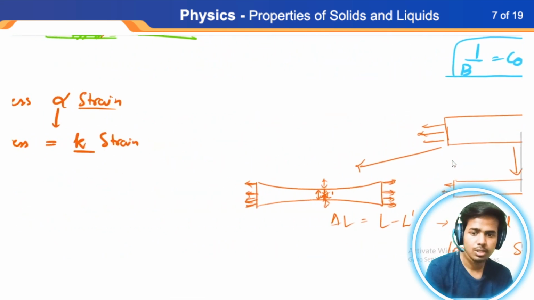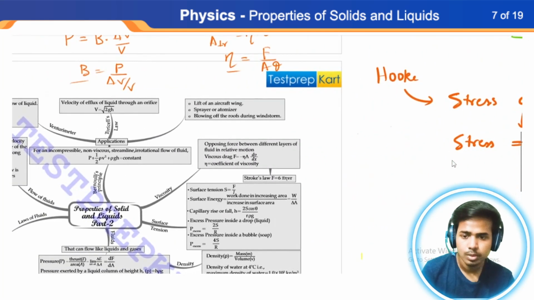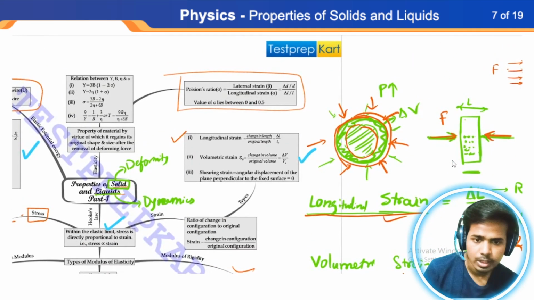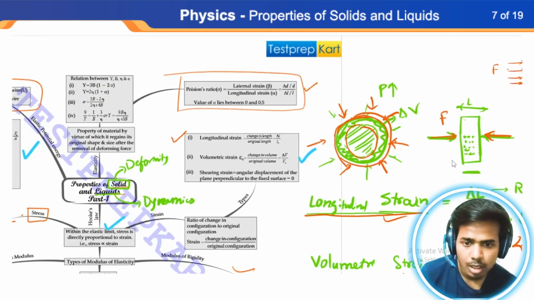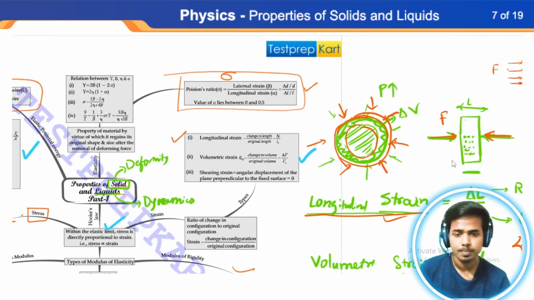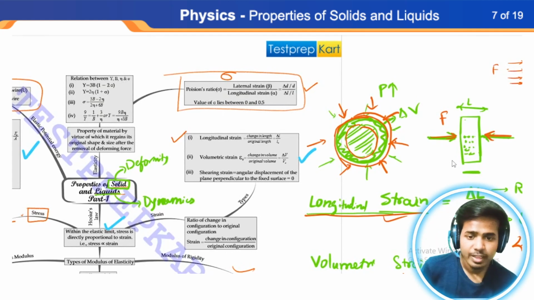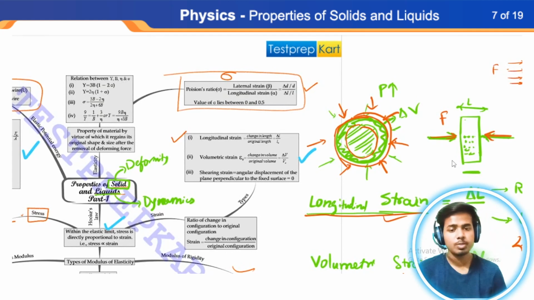All right. So this was about the Poisson's ratio, and it is denoted with the term sigma. The value of the Poisson's ratio, of course, cannot be greater than 1, but in real life, it actually varies between 0 to 0.5.